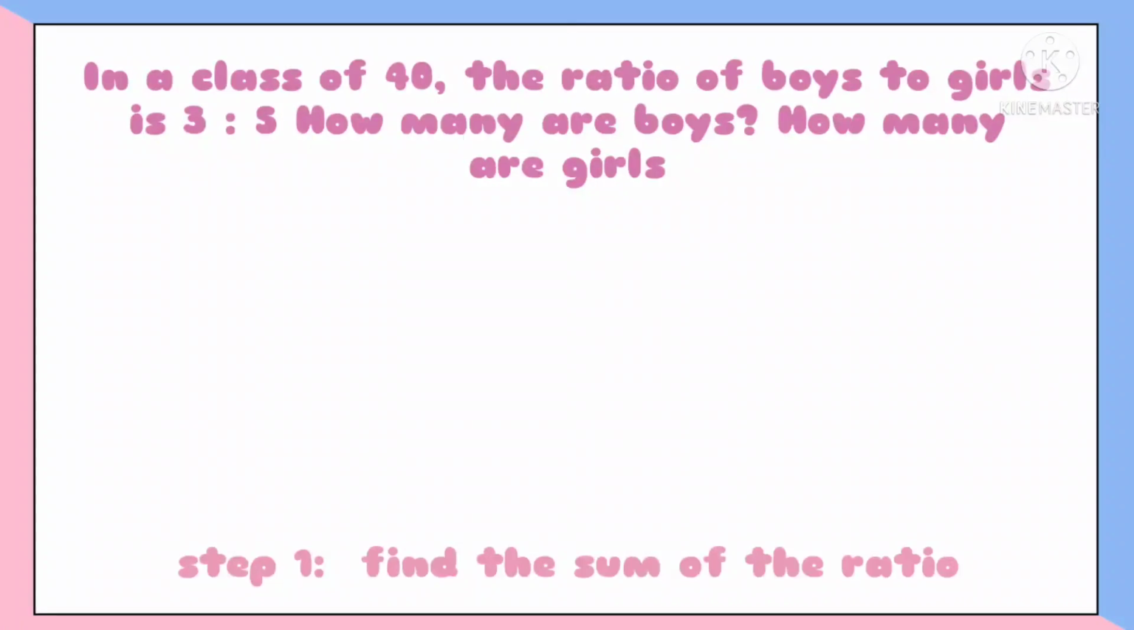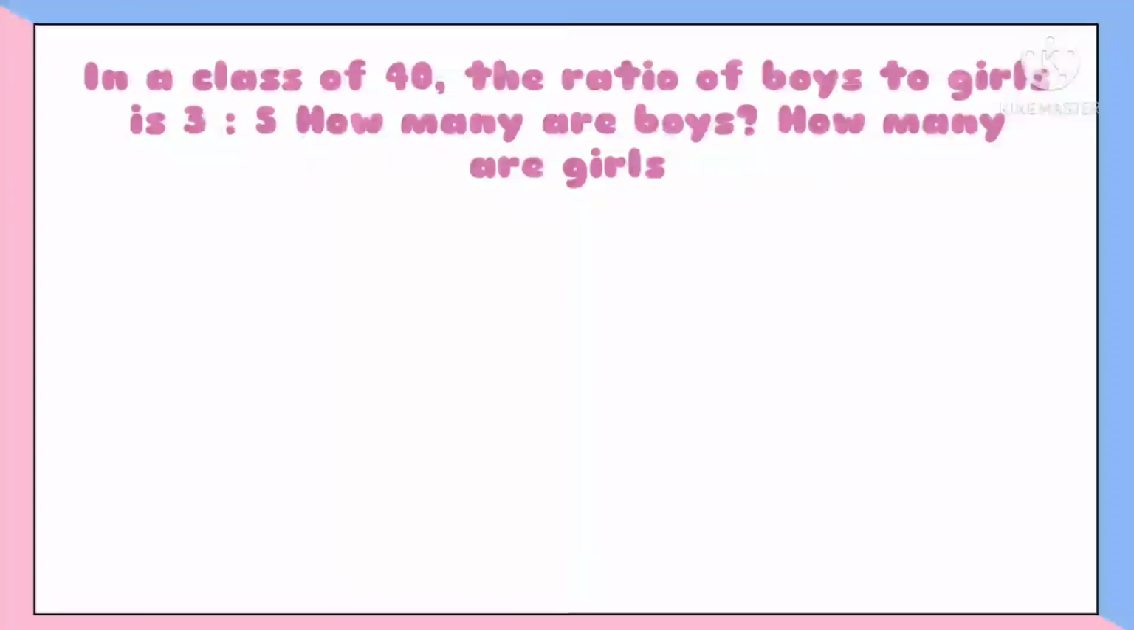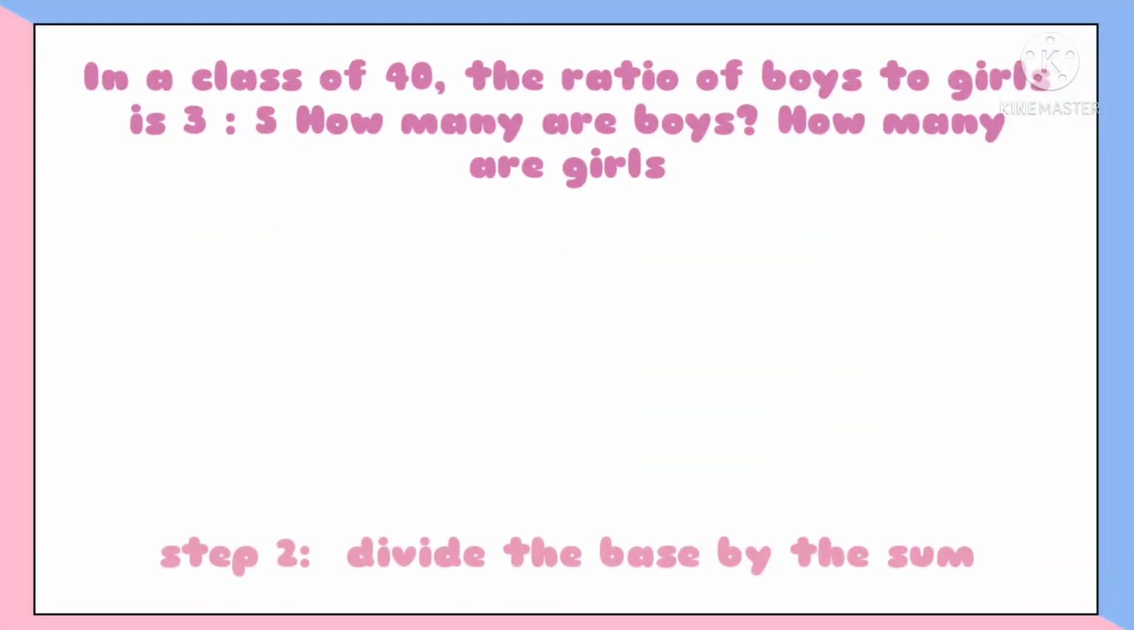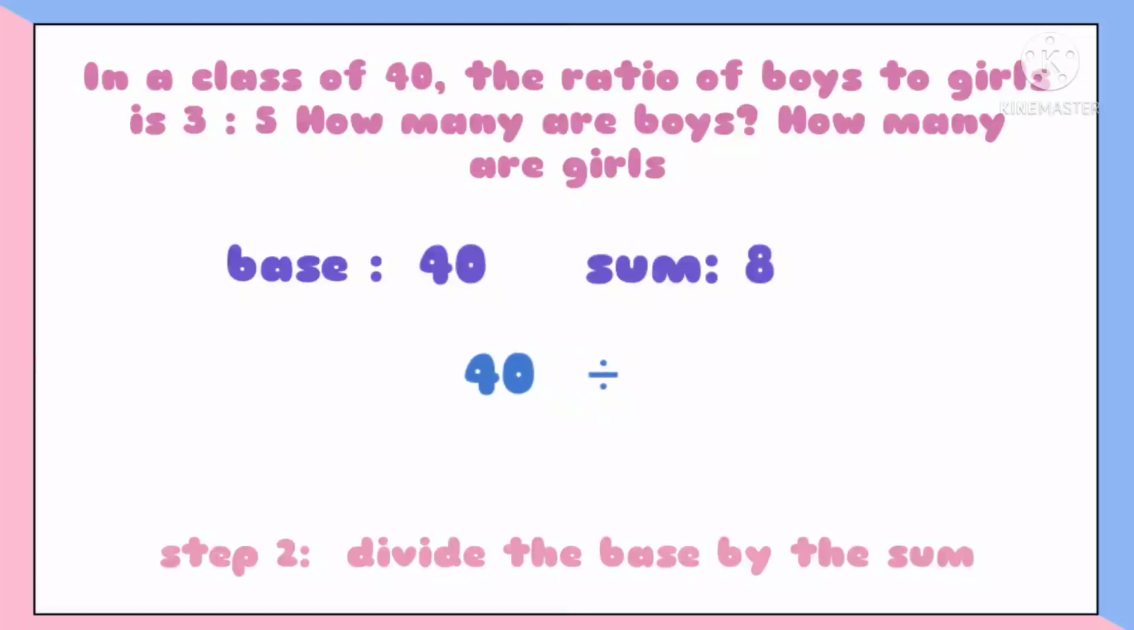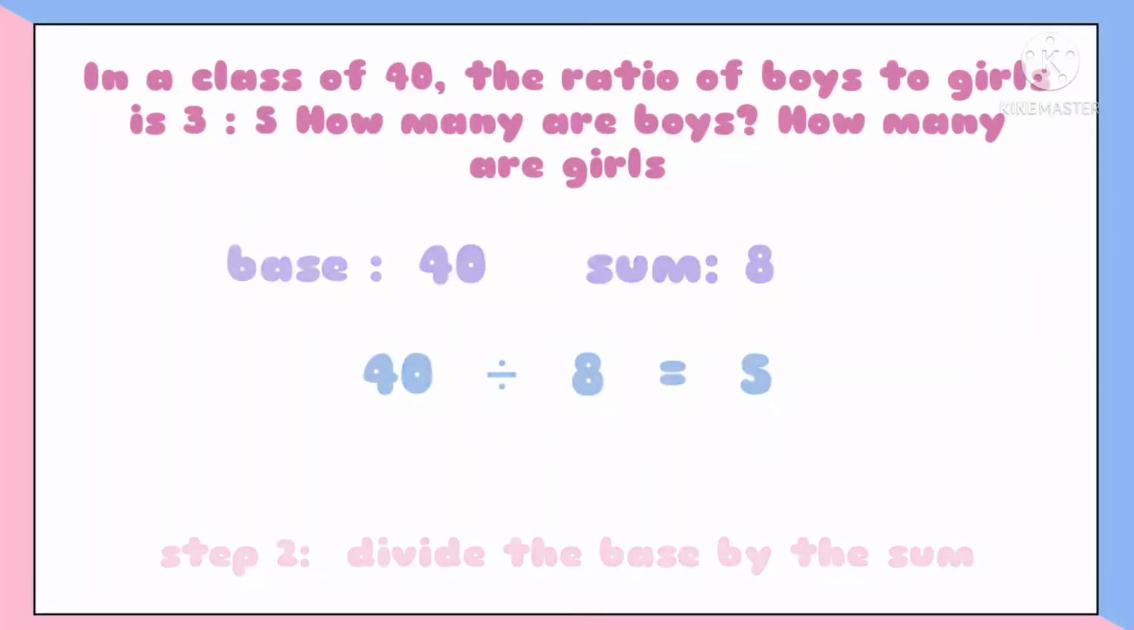The first step to solve a partitive proportion is to find the sum of the given ratio. In this problem, the ratio is 3:5. Let's add the numbers. 3 plus 5 equals 8. The second step is dividing the base by the sum. The base is the number of students in the class, which is 40. Let's divide 40 by the sum 8. 40 divided by 8 equals 5.